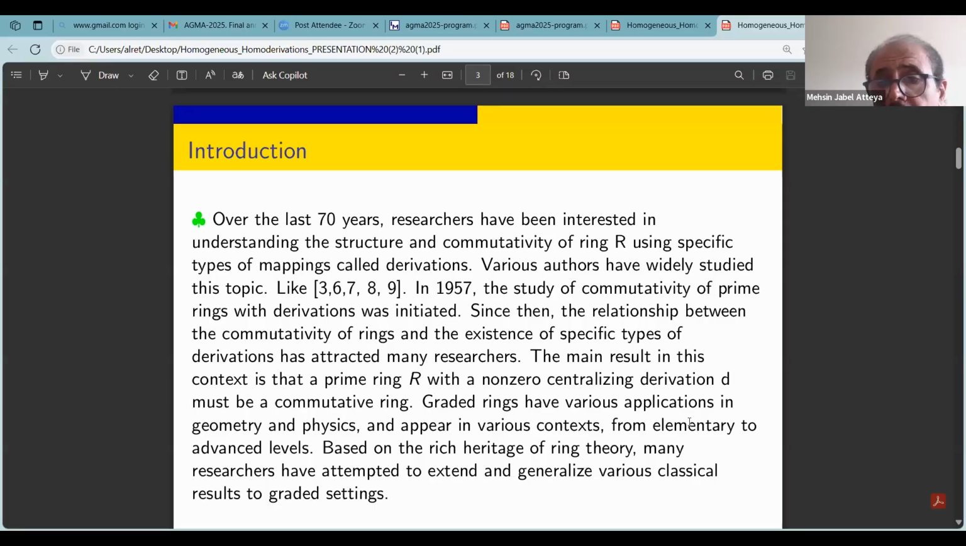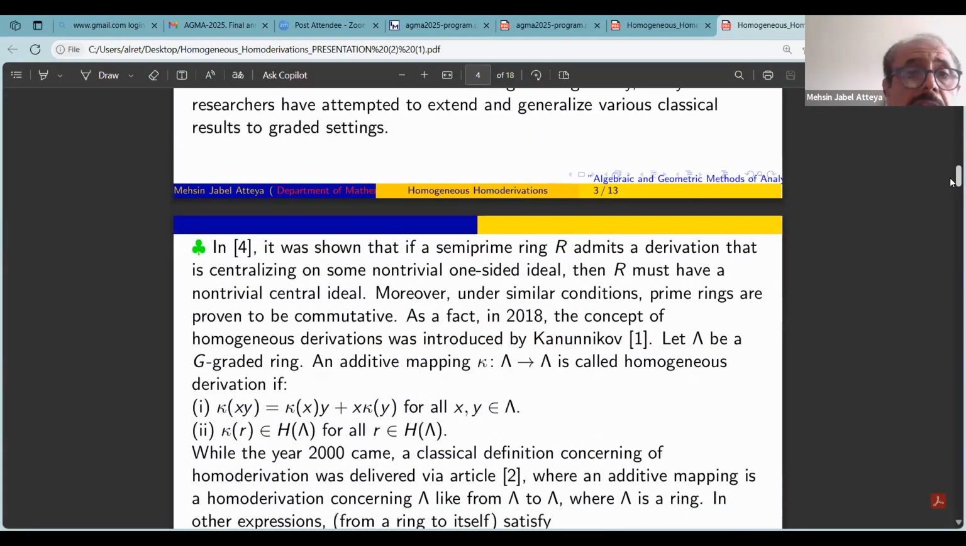In fact, graded rings have various applications in geometry and physics and appear in various contexts from elementary to advanced levels. Based on the rich heritage of ring theory, many researchers have attempted to extend and generalize various classical results to graded settings. In reference 4, it was shown that if a semi-prime ring R admits a derivation that is centralizing on some non-trivial one-sided ideal, then R must have a non-trivial central ideal. Moreover, under a similar condition, prime rings are proven to be commutative.